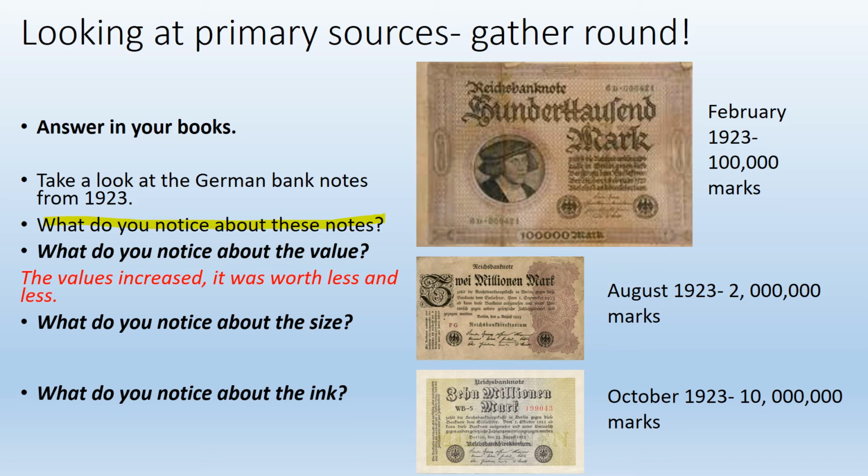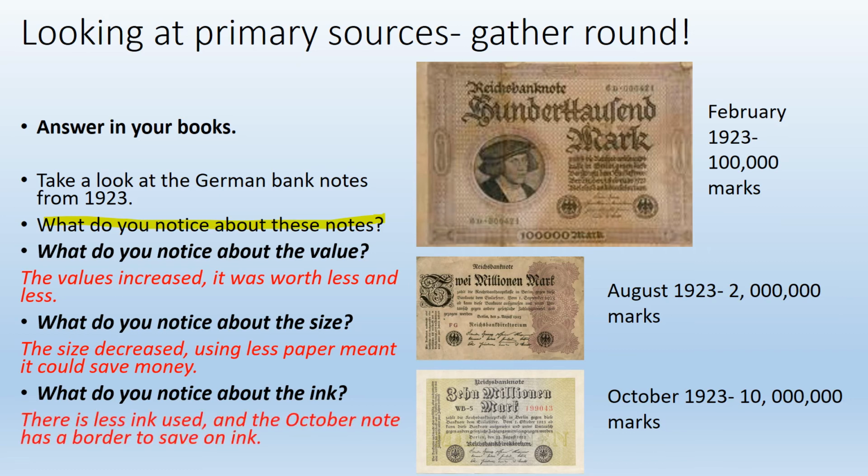What do you notice about the size? They're getting smaller, and that meant that you could actually make more banknotes with less paper. And this was the German government's method of trying to fix the problem. Just make more money. And what do you notice about the ink? Well, the first banknote is fully covered in ink. If we look at the remaining 2, there's a lot less ink being used. Again, trying to save money in producing these.